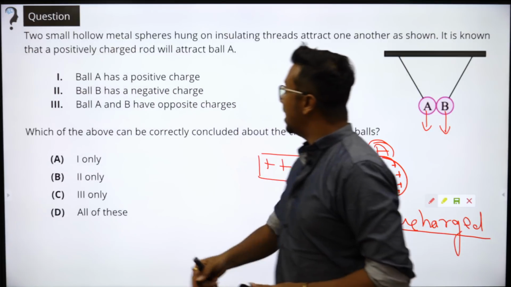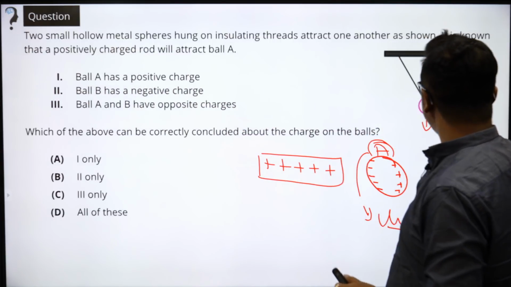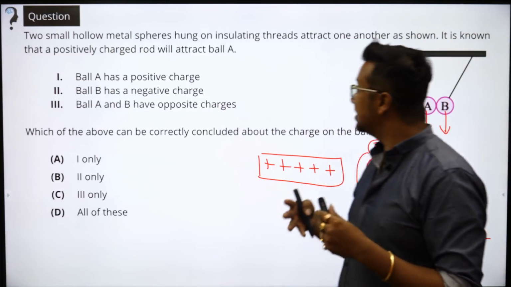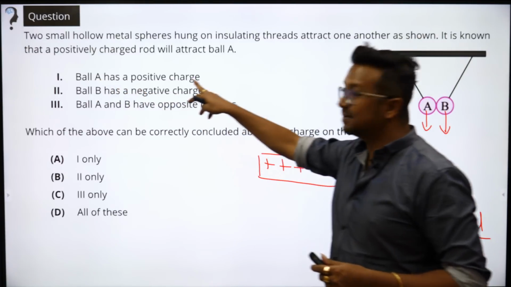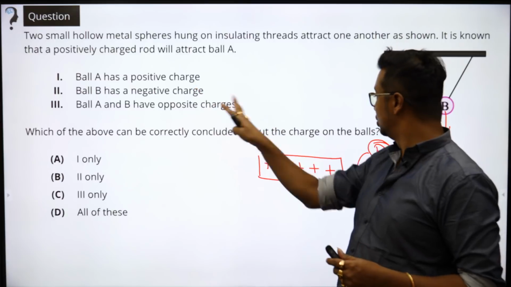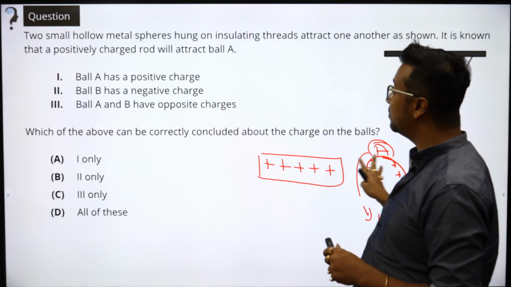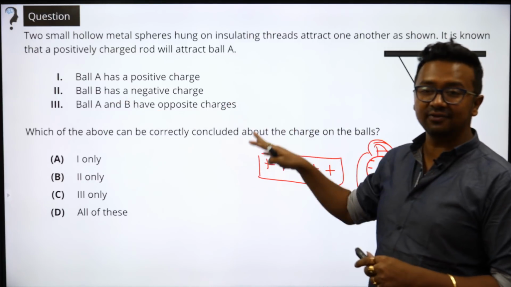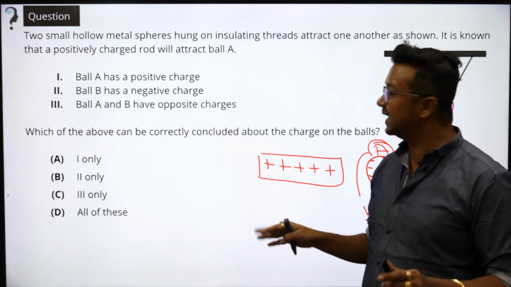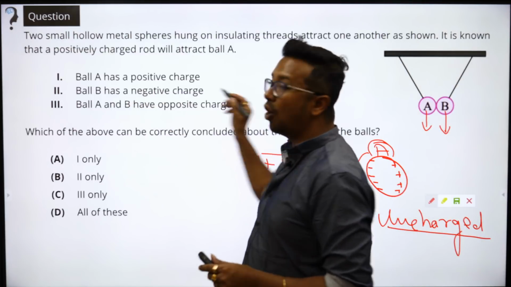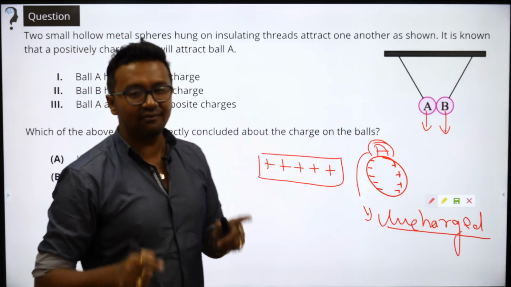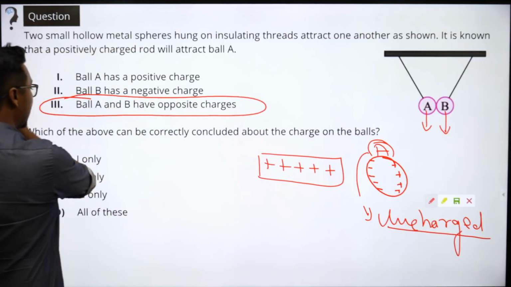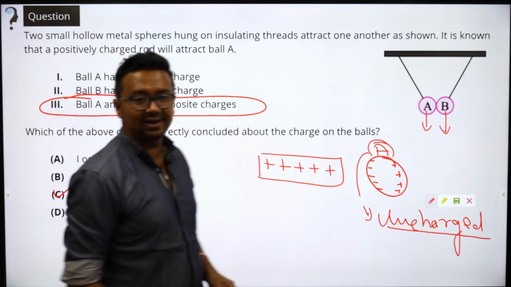All right. So now the question asks: A and B are attracting each other. What does it mean? Ball A has a positive charge. Can I conclude that? No, definitely not. Ball A doesn't have a positive charge because the positively charged rod is repelling it. Second, ball B has a negative charge. I cannot conclude anything there. But A and B have got opposite charges. That is definitely concluded for sure. All right, because there are no two opinions about this. So option C is the correct answer.